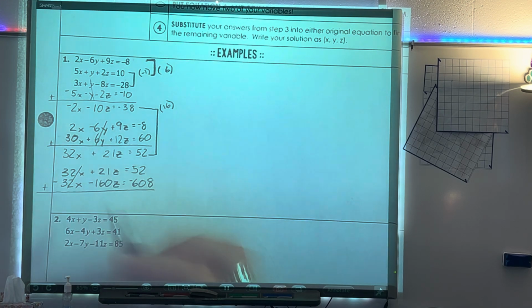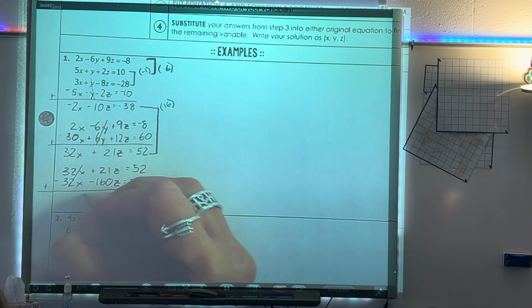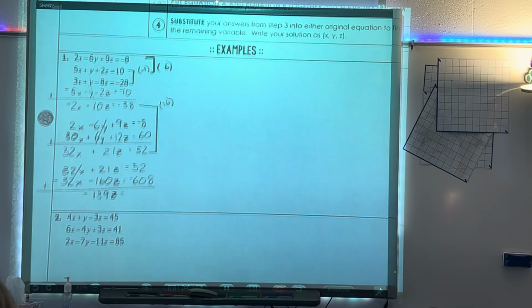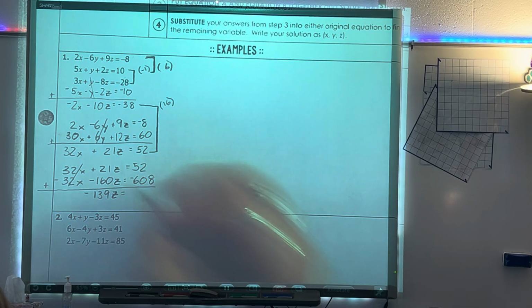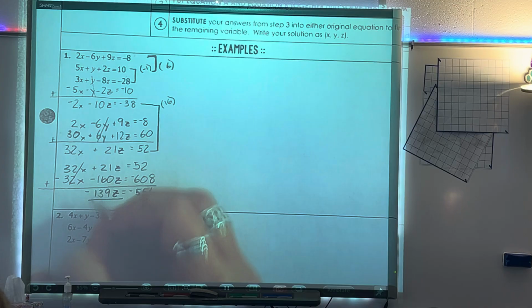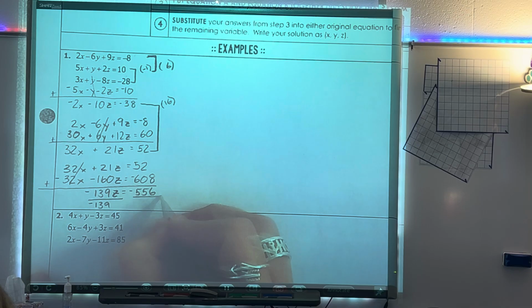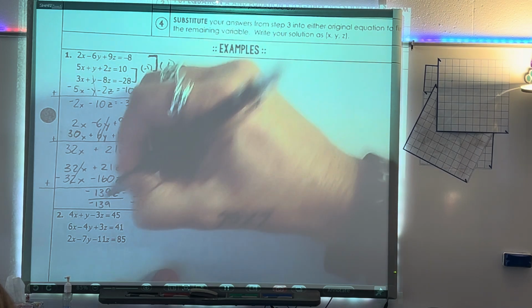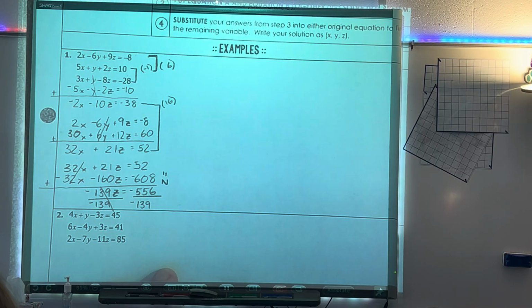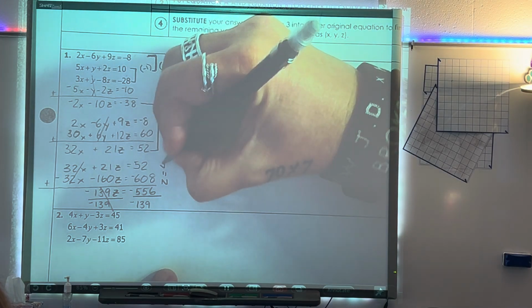Alright, so those canceled. 160 minus 21 is going to be negative 139z, and negative 608 and 52 is negative 556. So then I've got to divide out that negative 139. Be super careful with your signs here. So then that gives me z is equal to 556 divided by 139. They were both negative, so positive 4. Is that what y'all got?